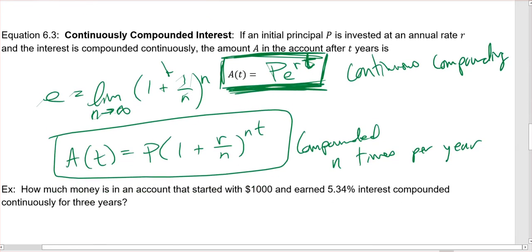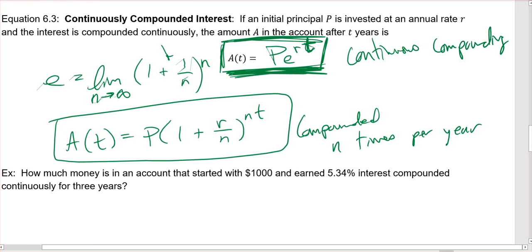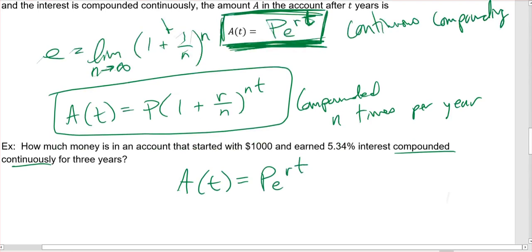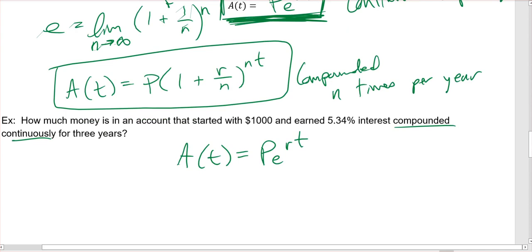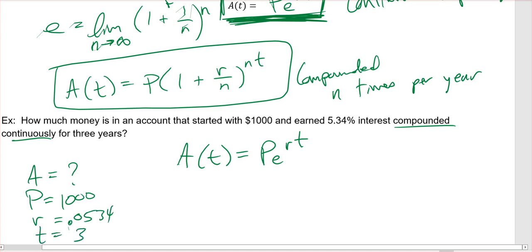So how much money is in an account that started with $1,000 and earned 5.34% interest compounded continuously for 3 years? So yeah, when we're doing these problems, we want to be looking for these keywords, right? Compounded continuously. So if it's compounded continuously, immediately we say, all right, I've got this nice formula, and I'm going to plug in what I have and then solve for what we're missing, right? So A is, we don't know. P is how much we started with. Interest rate is 0.0534, and our time here is 3 years.